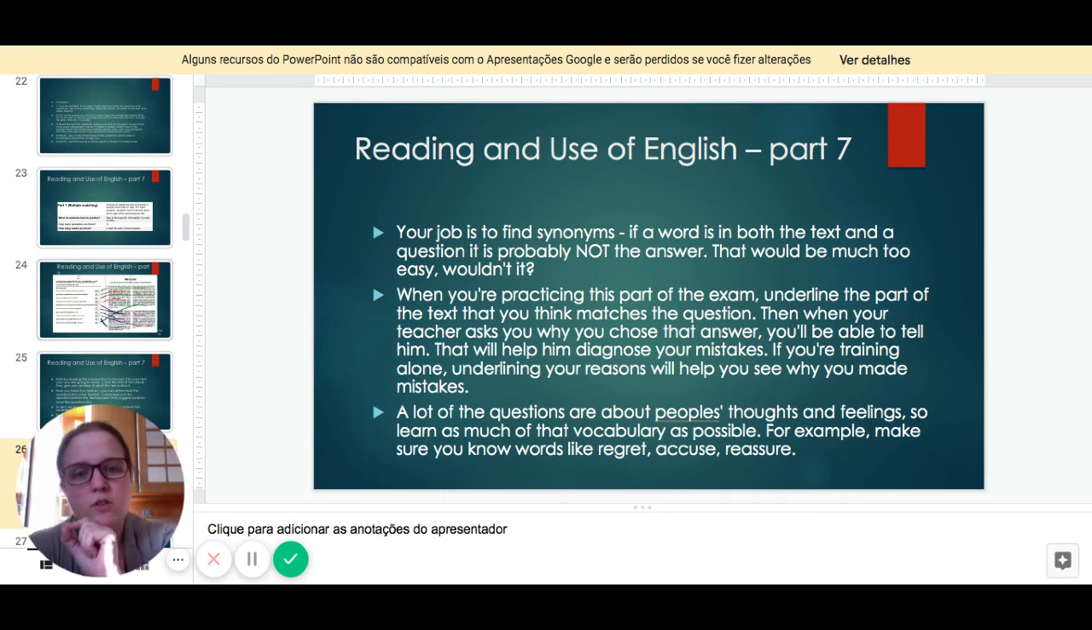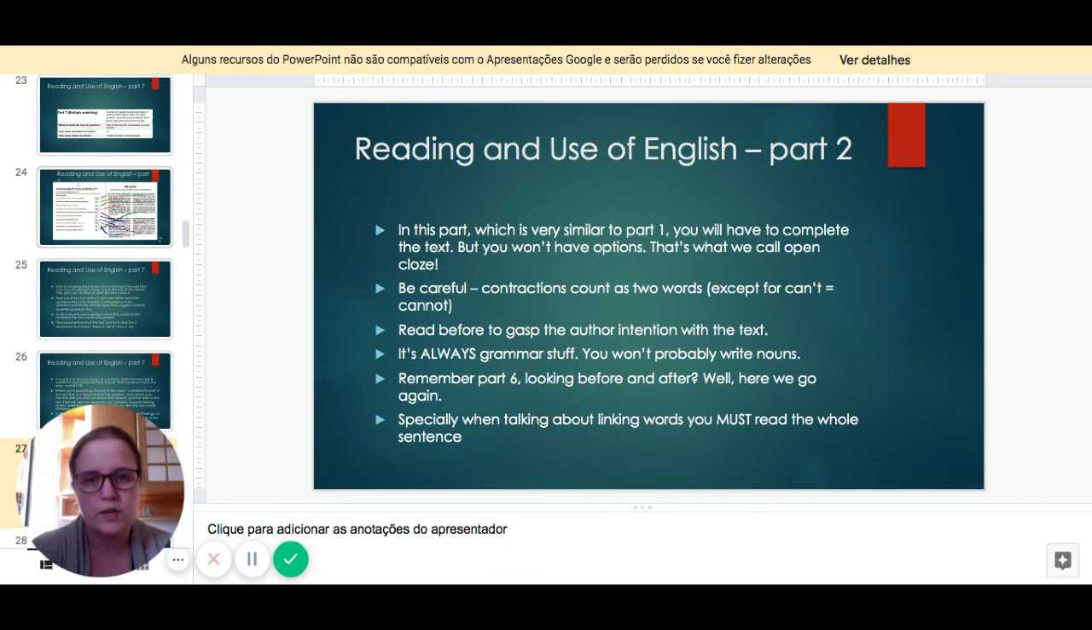But then you highlight. The tip in here is help your own mind to remember why you chose that, why you put that, not to be like, "Ai, foi isso que eu escrevi mesmo que eu não sei?" Give your brain a help in there, okay? A lot of questions are about people's thoughts and feelings. So learn as many adjectives as you can, okay? Like regret, accuse, reassure. This will show up a lot, okay?